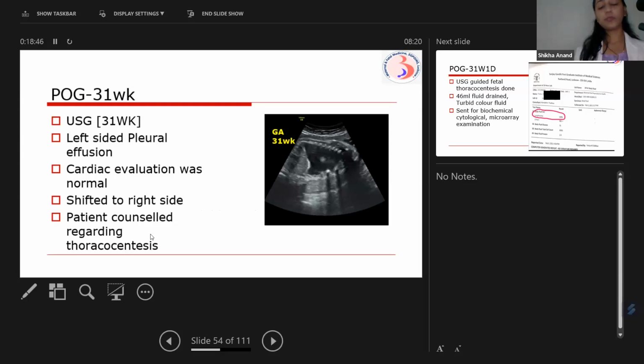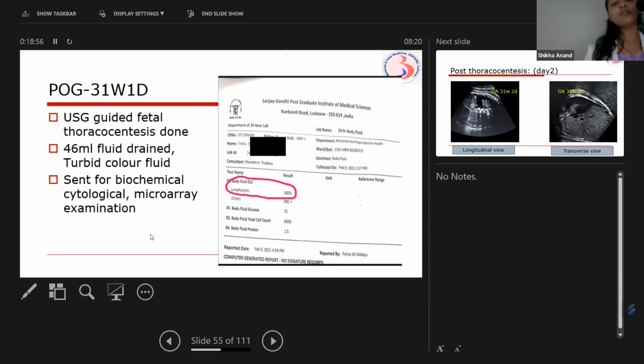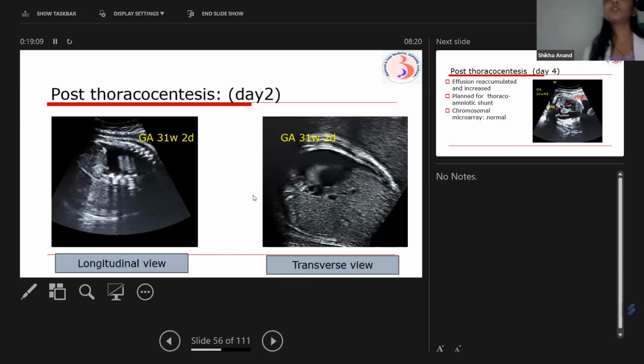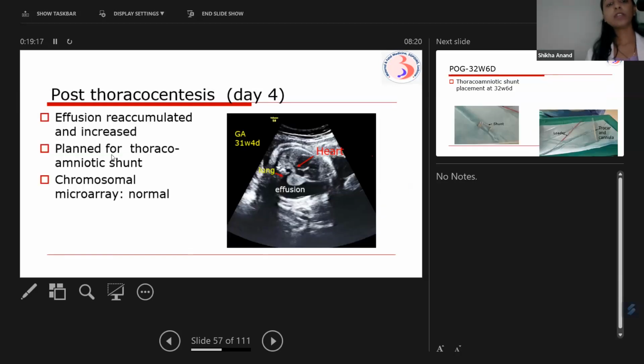The patient was counseled for the option of thoracocentesis in view of a very massive pleural effusion. Ultrasound guided fetal thoracocentesis was done. 46 ml of fluid was drained and sent for investigation. The investigations showed 100% lymphocytes, suggesting the diagnosis of chylothorax. On day 2 post-thoracocentesis, we did the scan and saw that the effusion had started to reaccumulate. On subsequent scanning, as you can see in the picture, the effusion had reaccumulated and increased.